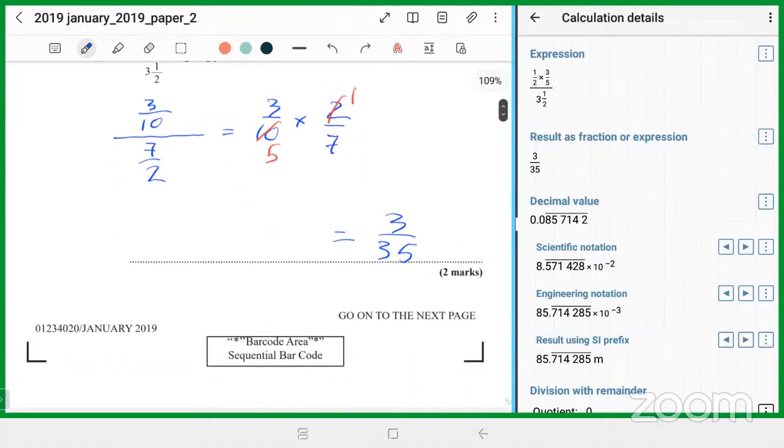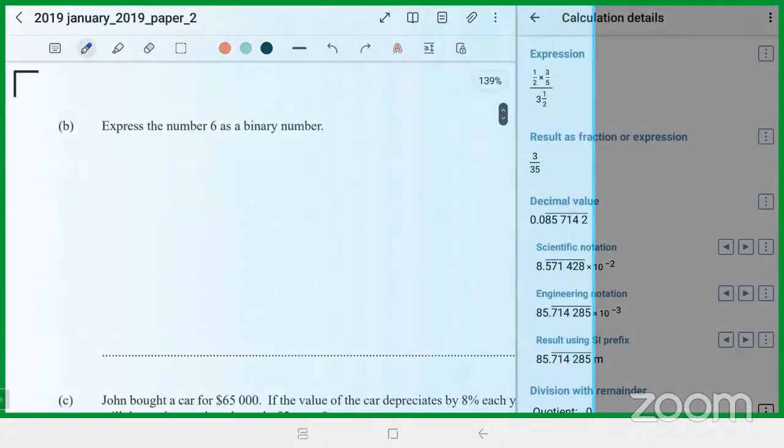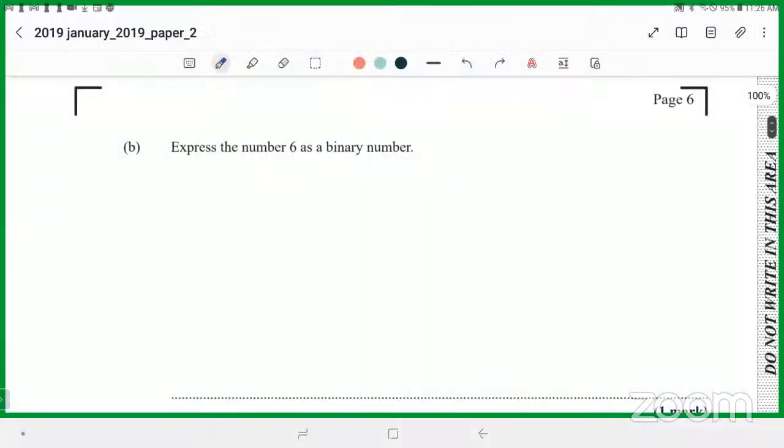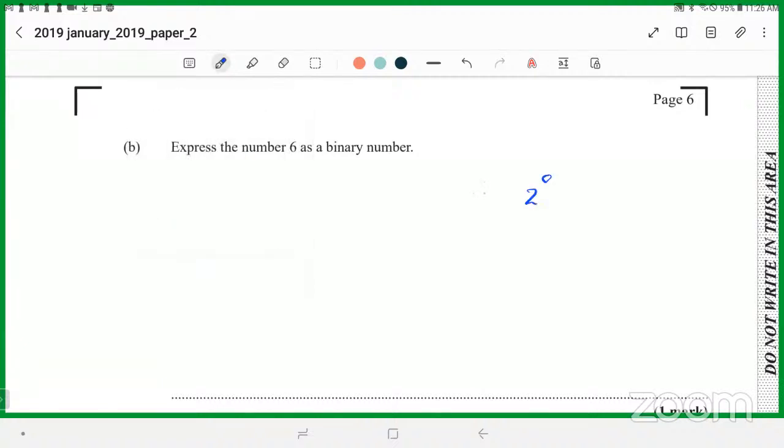Let's continue. Here we have to express this in binary numbers. Binary numbers is base 2. So to do this, I'm going to show you the place values for binary numbers in the binary system. So first place value is 2 to the 0. Then you would have 2 to the 1. Then you'd have 2 squared. Then you'd have 2 cubed. And you'd have 2 to the 4th power and so on. Those are your place values.